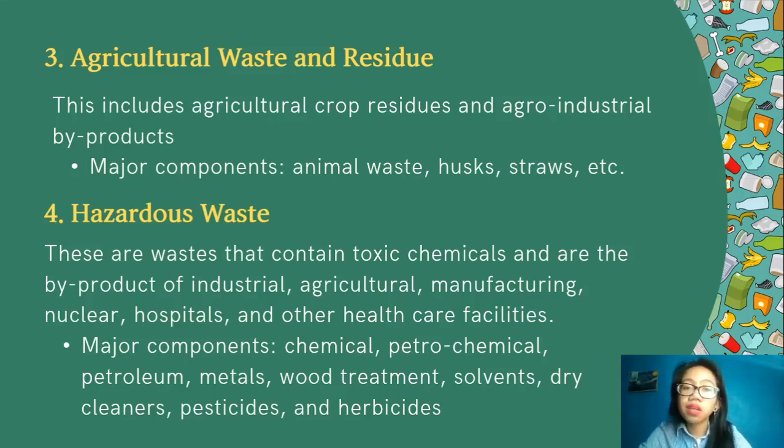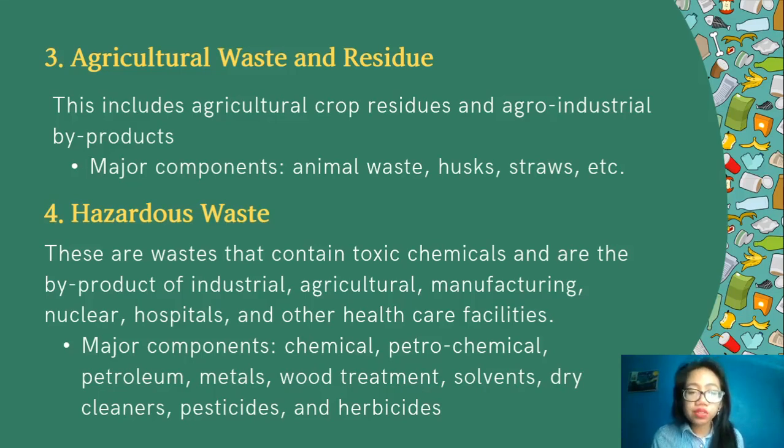So wastes may include animal manure, husks. So the husks are the coconut husks. Straws, etc. So for example, if you harvest rice, we don't eat the full rice plant, just the bits, some of the rice plants. So the leaves and the stems are discarded, and that's considered as wastes.